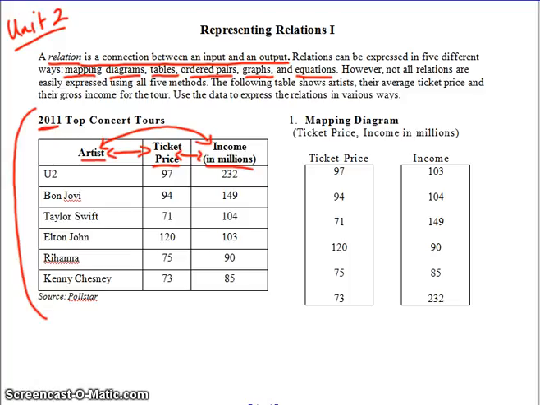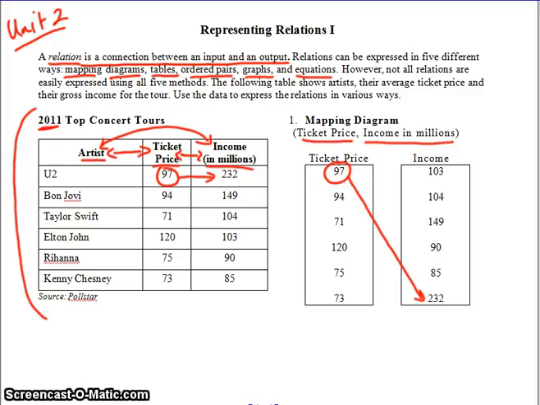The first is mapping. Mapping can be a way to show relations. So we're going to show relations between the ticket price and the income in millions. If we look at our ticket price, $97, and we go over to our table, U2 sold their tickets for $97. That related to them making $232 million. So 97 gets mapped to $232 million.